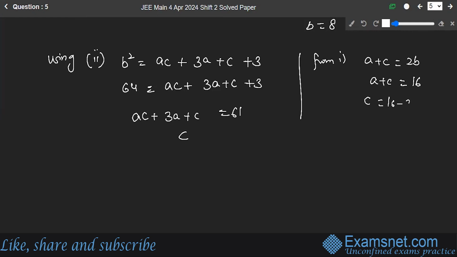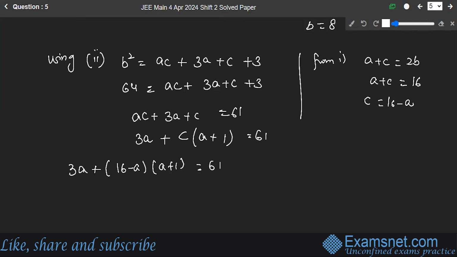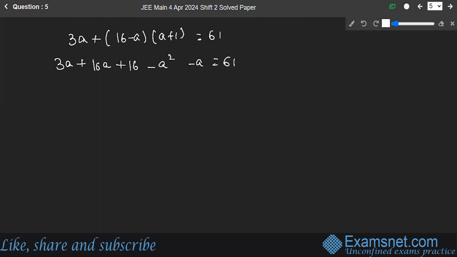Let's fill in over here. I'm taking A plus 1 common, and C plus 3 can be written as 16 minus A plus 3. So (A plus 1)(19 minus A) is equal to 64, which simplifies to A squared minus 18A plus 45 is equal to 0.